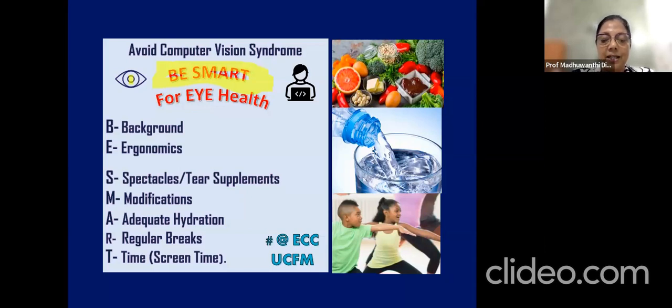So at the Eye Care Center, UCFM, we have come out with this small message, be smart for eye health, to remember what you have to advise the patients. So you can remember this, be smart. B is for background. That is, you have to have the computer located in a proper background with light coming from the left upper corner of the person, and also have minimum sound and minimum disturbance for them to work properly.